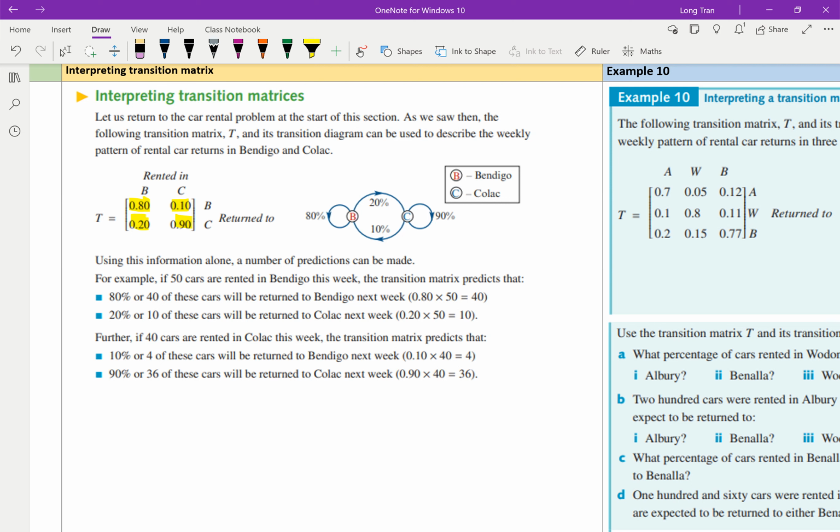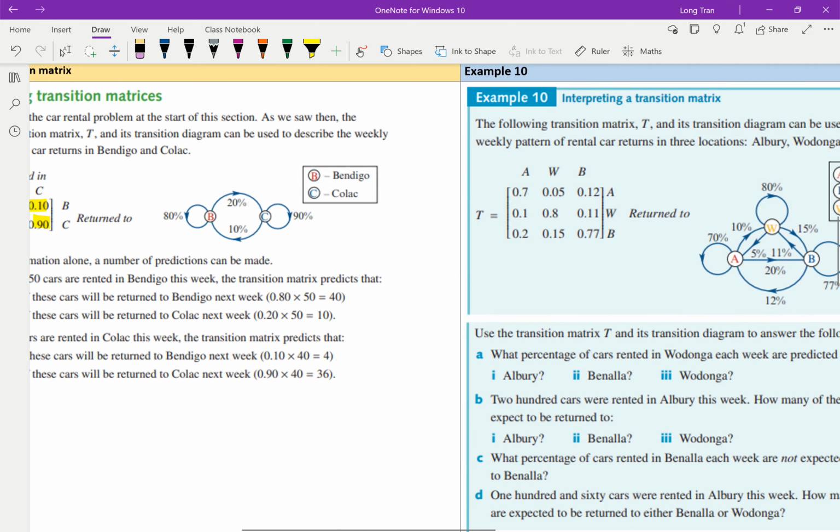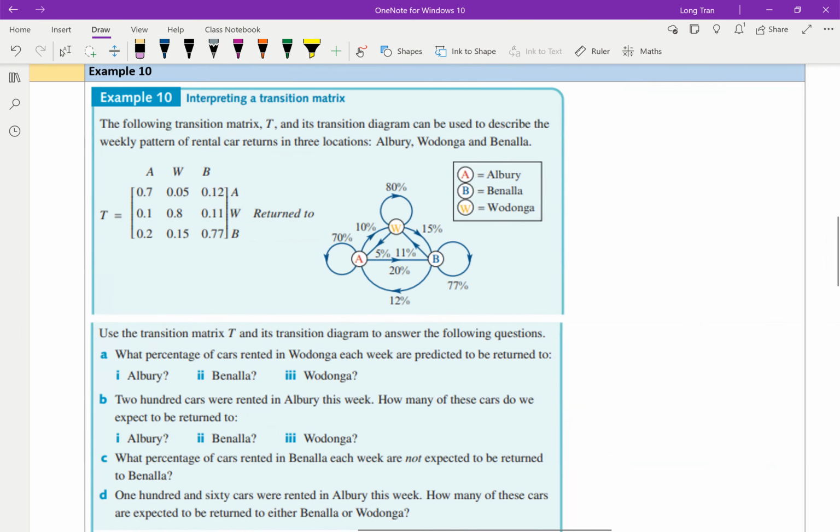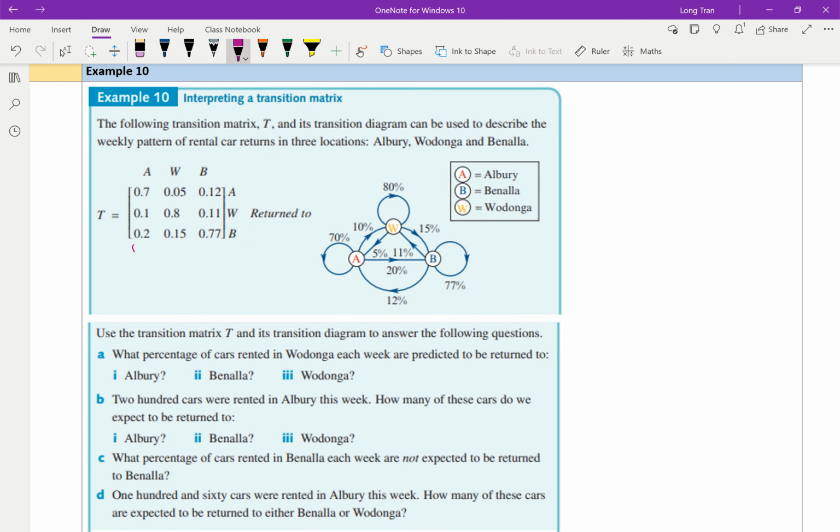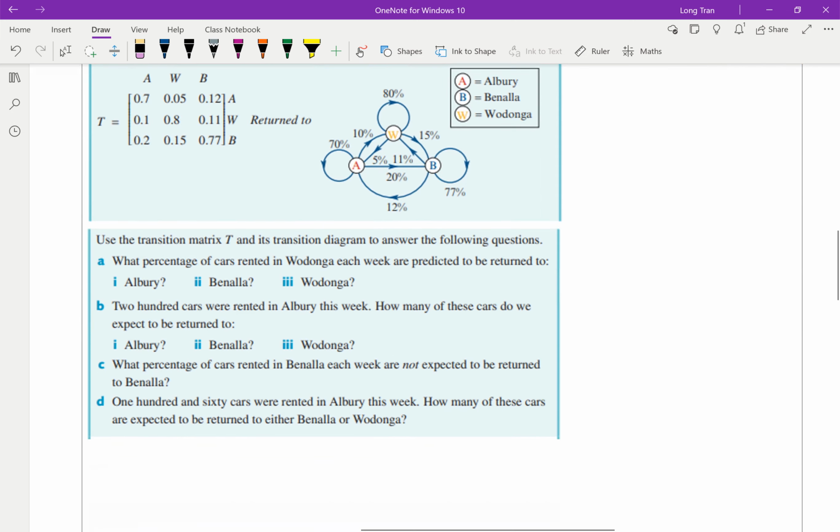So relatively straightforward, very similar to what you were doing before. But it starts off by getting the transition matrix first, and then from there we'll answer the questions. So let's have a look over here. This is our previous example where we set up our transition matrix based on the Albury, Benalla, and Wodonga diagram. So we went from the diagram, we got our transition matrix. Once we got the transition matrix, let's answer the questions here.